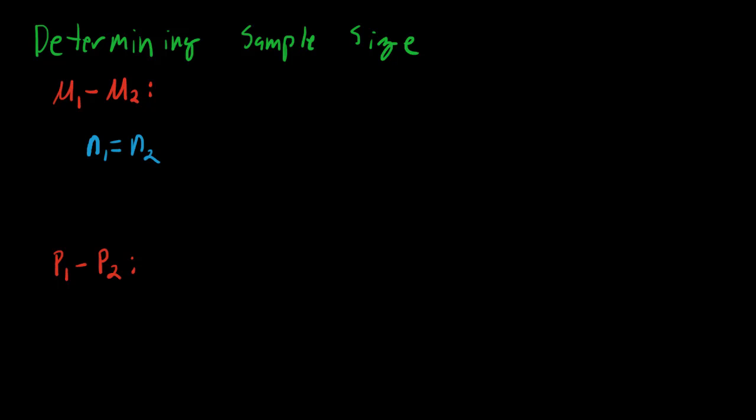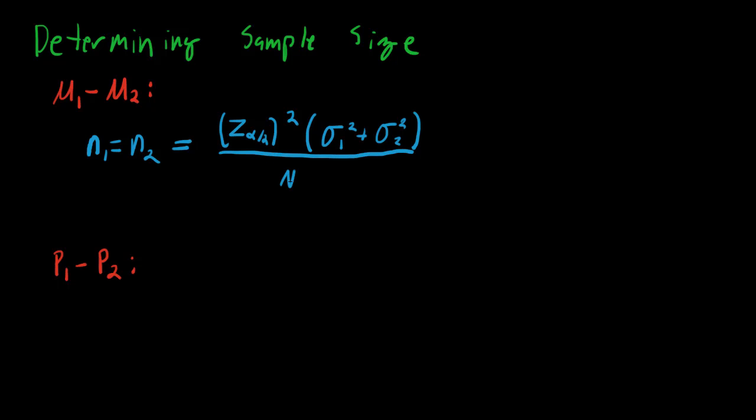So we're going to say both of the sample sizes need to be the same, is equal to our z sub alpha over 2 for whatever our alpha happens to be. We're going to square that value and multiply it by our sigma 1 squared plus our sigma 2 squared. And all of that is going to be divided by our margin of error, or ME, squared. So remember, the margin of error is just one side of that range.